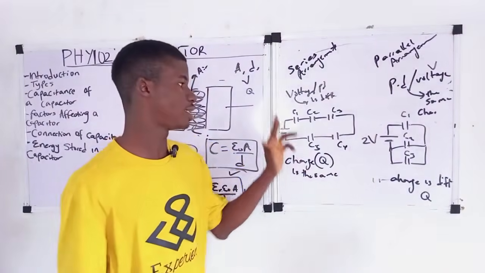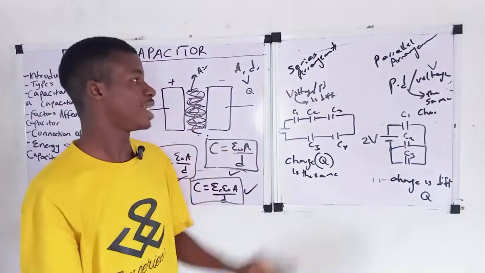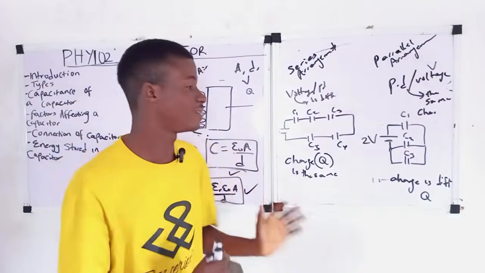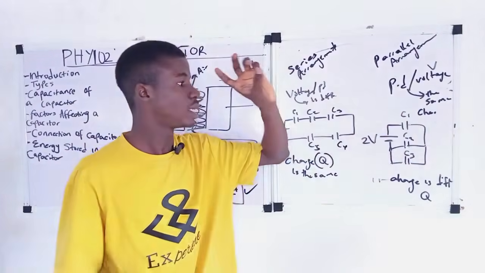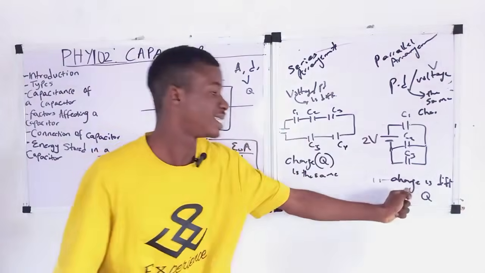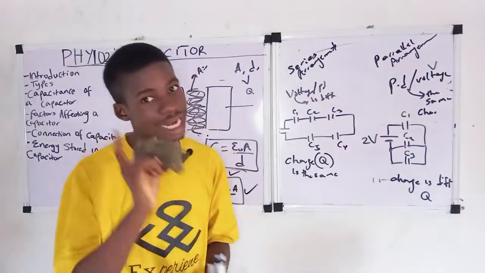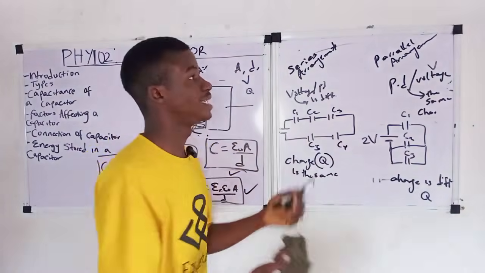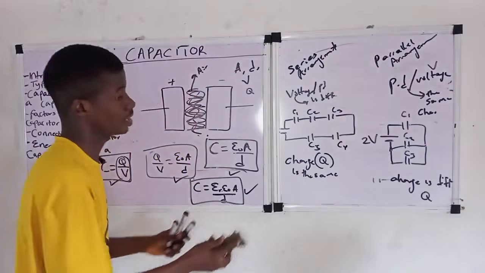So in series arrangement, all of them have the same charge, but the voltage is different in each of them. Then in parallel arrangement, the voltage is the same, all of them have the same voltage, but the charge that they store is different. So this is the important thing to know. Then another last part under series and parallel arrangement is the formula.